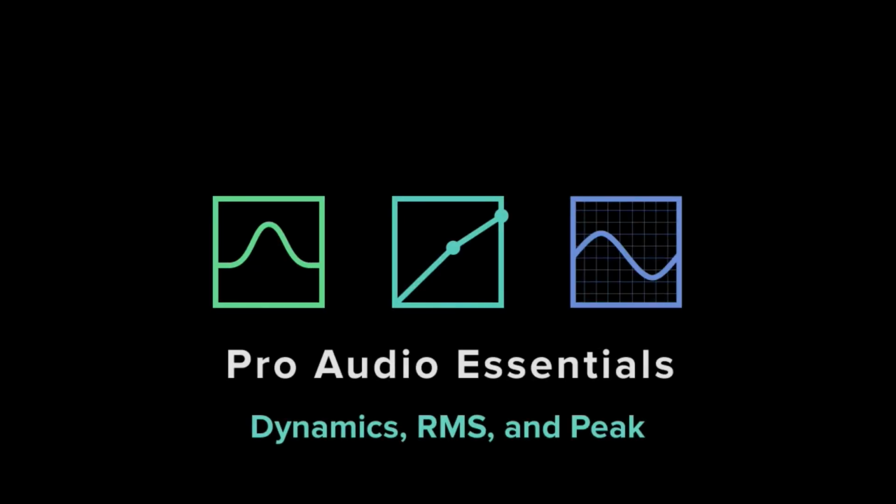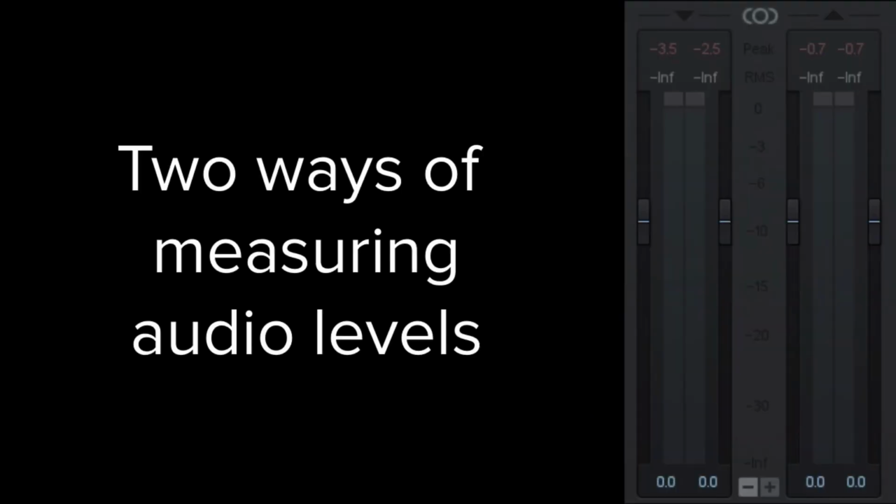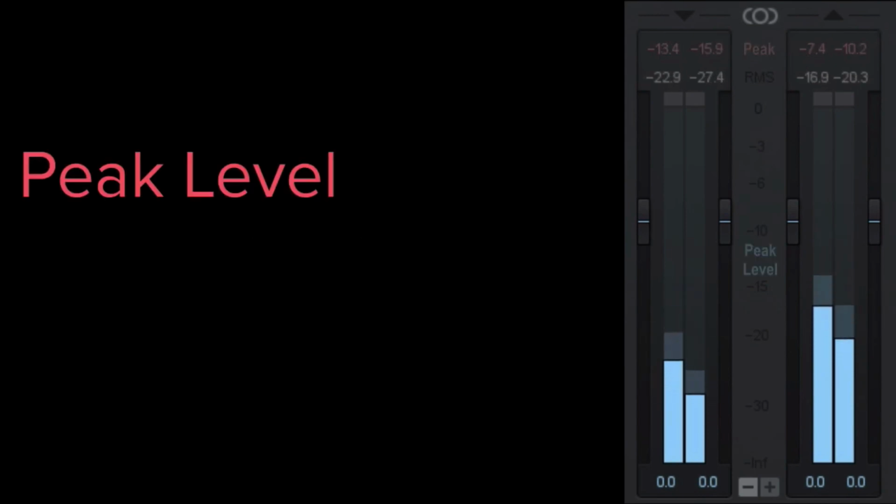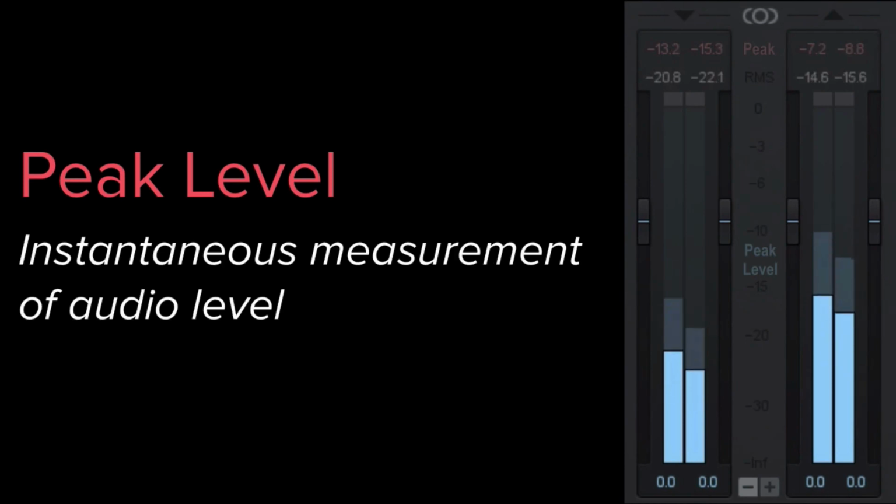There are two ways we describe and measure level, and to help us understand how compression works, we need to understand them. They're called peak level and average level. Peak level is the instantaneous measurement of level. It's important because it lets us know the highest level of the audio and how close it is to the ceiling, or the maximum allowable level, before distortion.